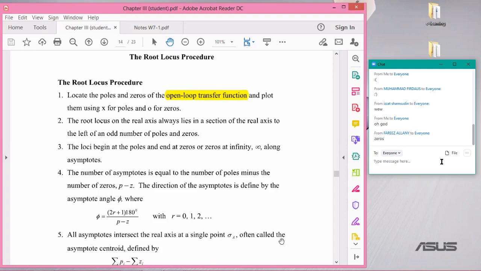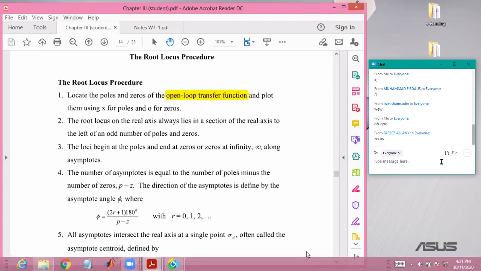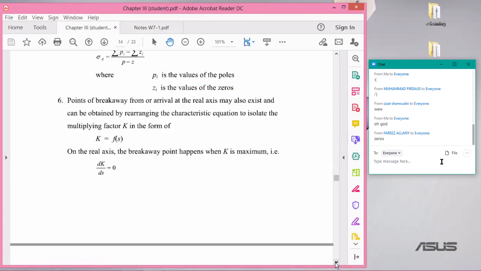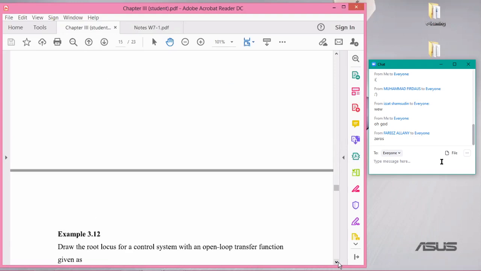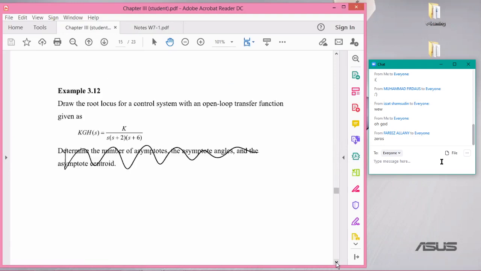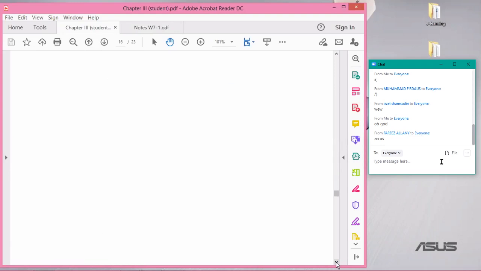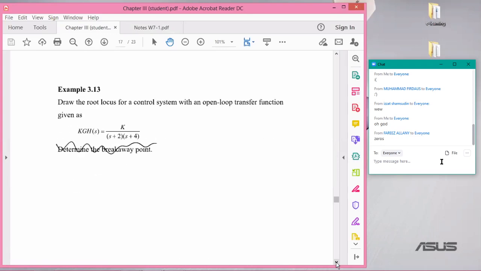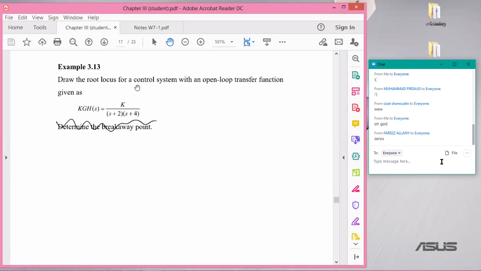Okay, so let us look at an example. I'm going to skip example 12 and go straight to example 13. Draw the root locus for a control system with open loop transfer function given as below. So this is already the open loop transfer function. Now I'm going to go to my whiteboard.